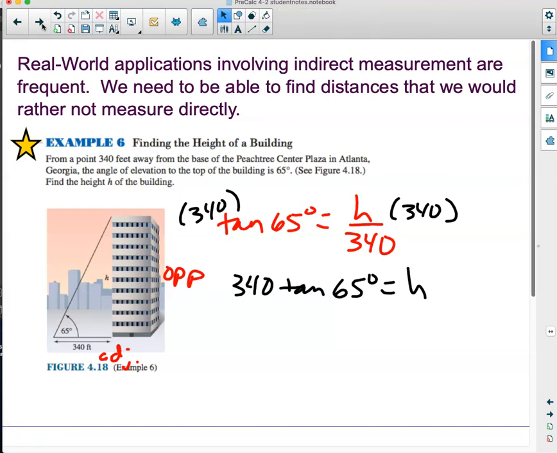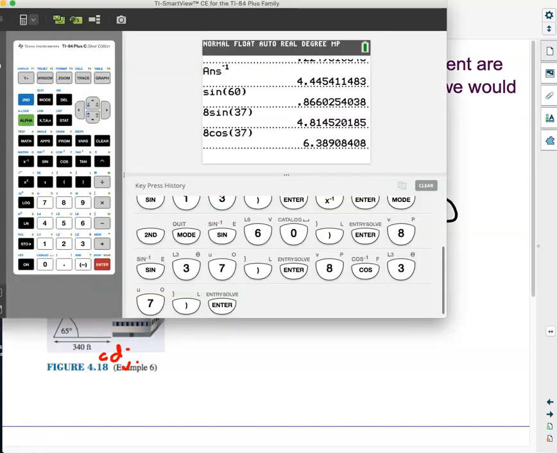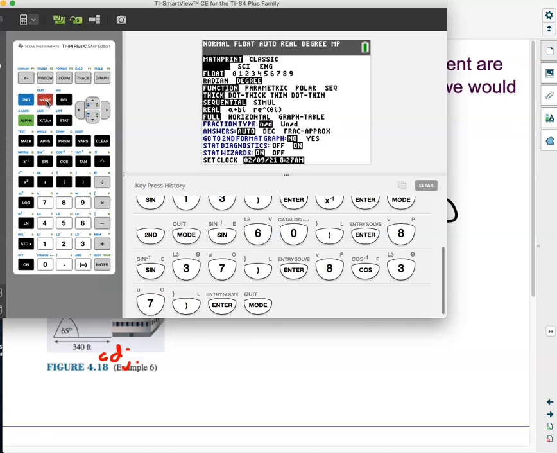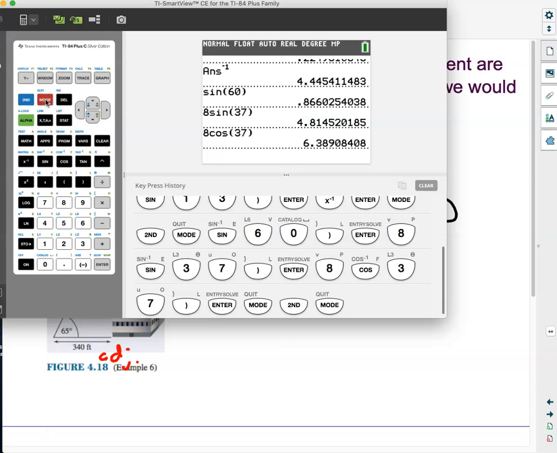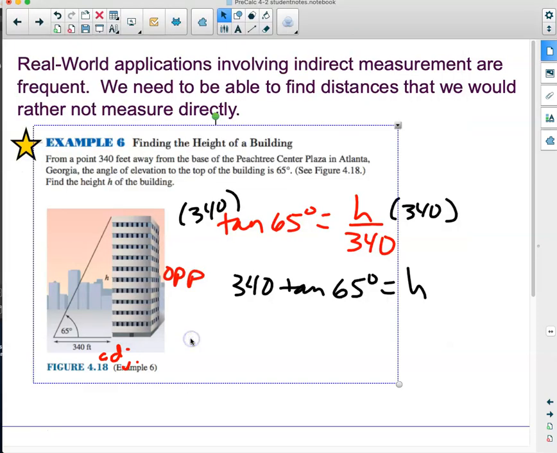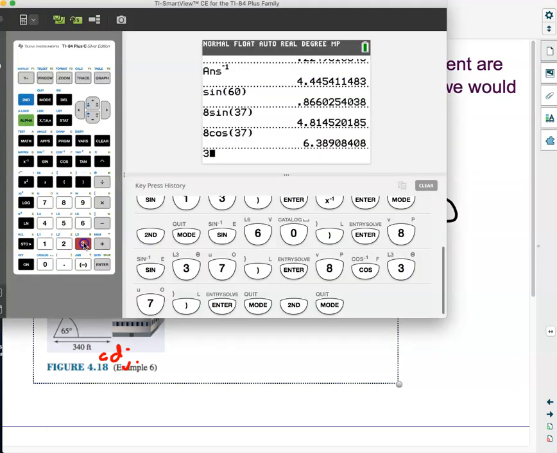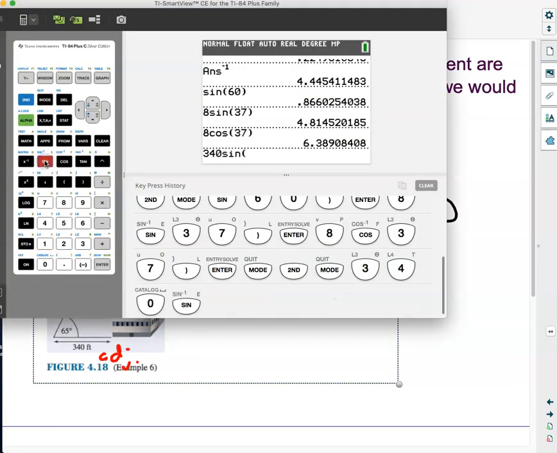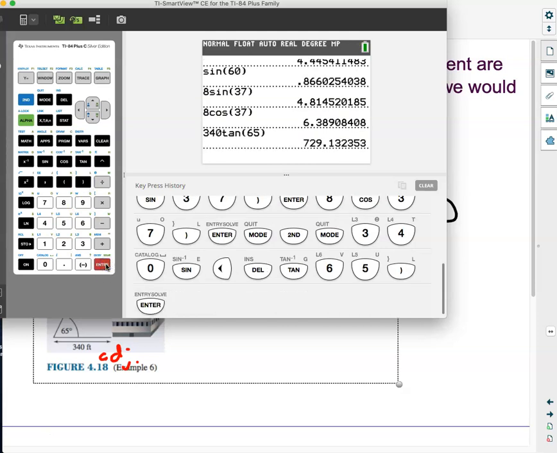And we'd make sure our calculator's in degree mode, which doesn't hurt to check every time you do one of these, but we know we've been working in degrees for a while here. And I need to know what 340 tangent of 65 degrees is. Oops, wrong one. There it is, 729.132.